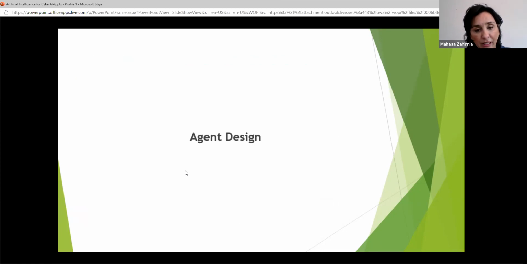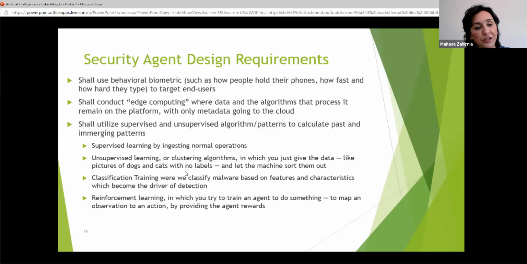The agent design, some of the high-level design. Once we start building those requirements, as I explained earlier, now we're laying out the design itself. Again, we're going through the biometric information that we have to understand and explore. We have to do edge computing. We have to utilize supervised and unsupervised algorithms. And we have to get this information into the agent as readily as possible.